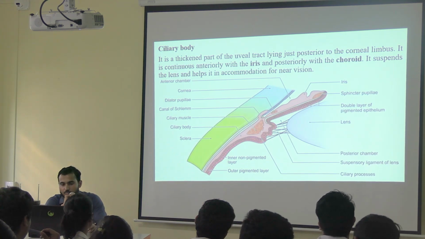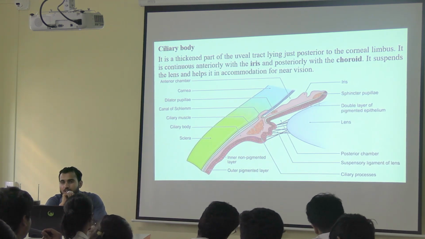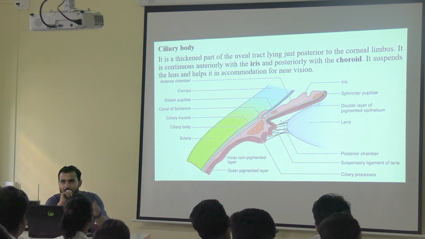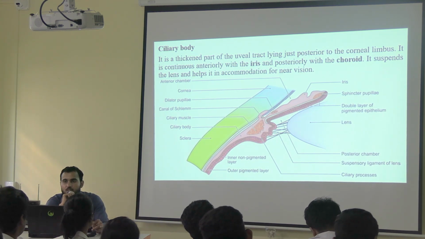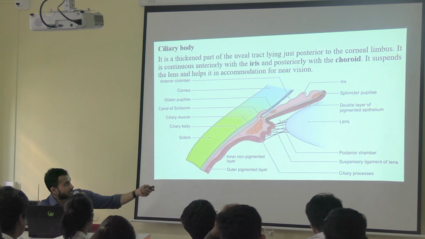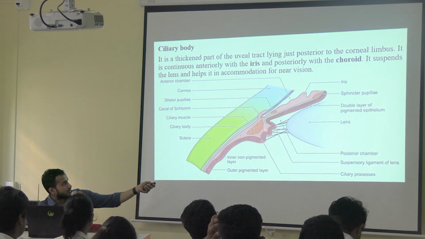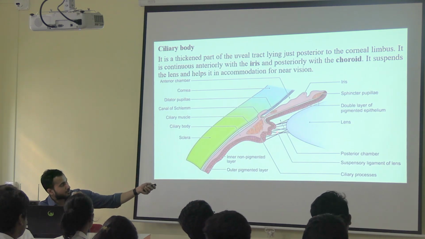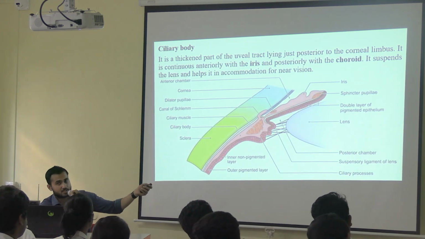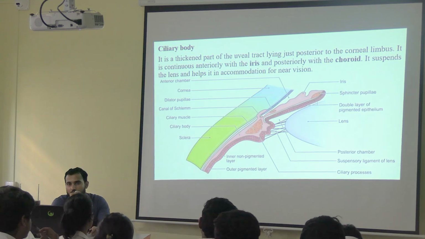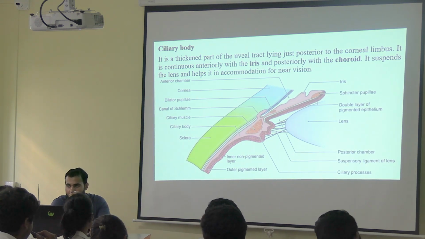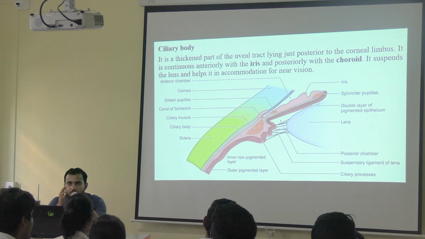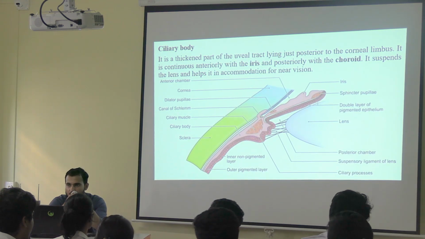Okay. Next you can see that the lens is suspended from the ciliary body. The lens is attached to the ciliary body with the help of the suspensory ligament of the lens. Can you see? See, this is the lens. This is the ciliary body, and these zonular fibers are forming the suspensory ligament of the lens. Okay? So the ciliary body also helps in the accommodation of the eyeball to see objects at different distances.